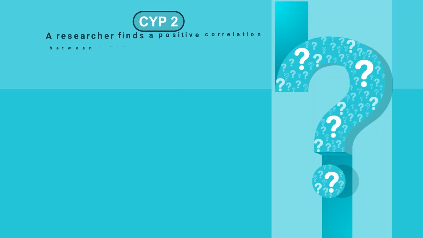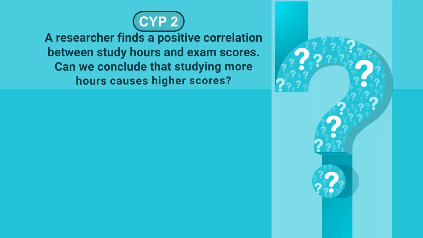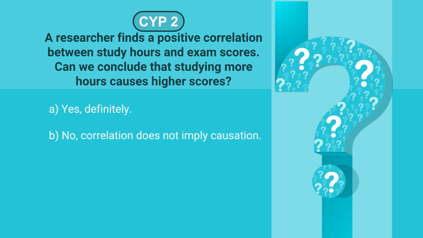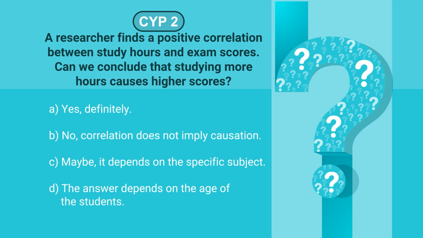Question 2 is, a researcher finds a positive correlation between study hours and exam scores. Can we conclude that studying more hours causes high scores? Option A, yes, definitely. B, no, correlation does not imply causation. C, maybe, it depends on the specific subject. D, the answer depends on the age of the students.